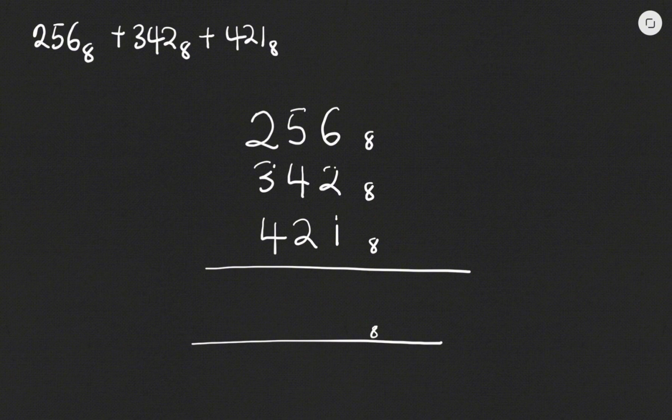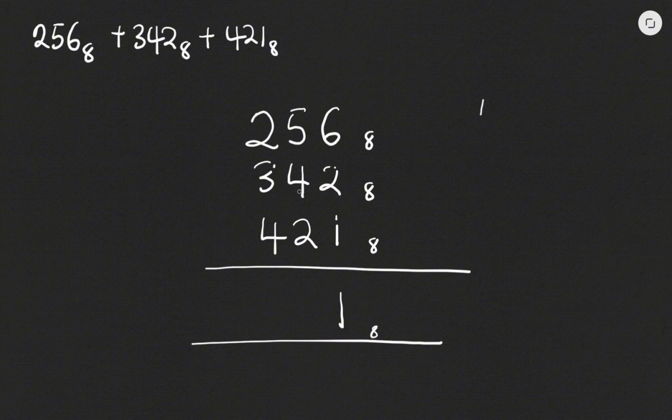All right, so we have 6 here. 6 plus 2 makes 8, plus 1 makes 9. So I ask myself, how many times will the base go into 9? It will go there once, remainder is 1. So I write down the remainder. I carry the number of times it will go in there, which is 1. So 5 plus 4 is 9, plus 2 is 11, plus 1 is 12. So for 12, 8 will go into 12 once.